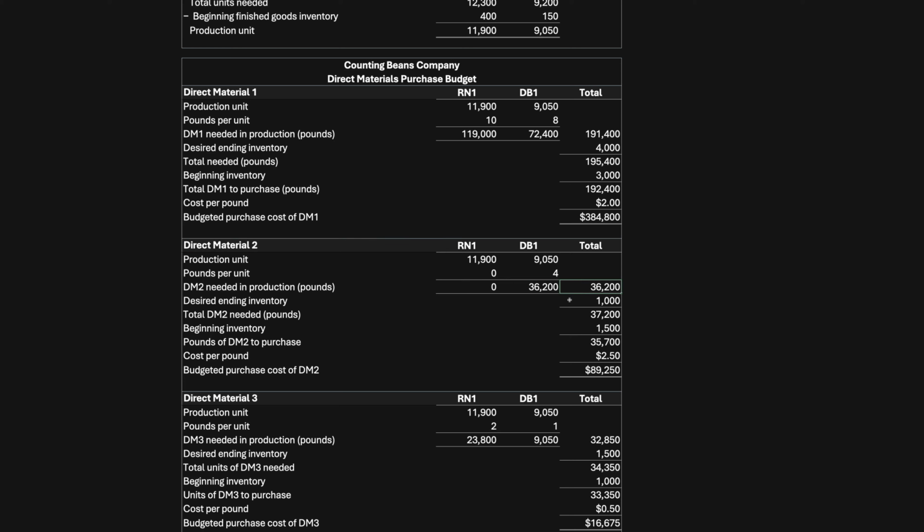Then the business wants 1,000 pounds left over at the end of the period, which means the total amount needed is 37,200 pounds. But they expect to have 1,500 pounds already at the beginning of the period, which means they have to purchase the difference, which is 35,700 pounds, multiplied by $2.50, which works out to $89,250.